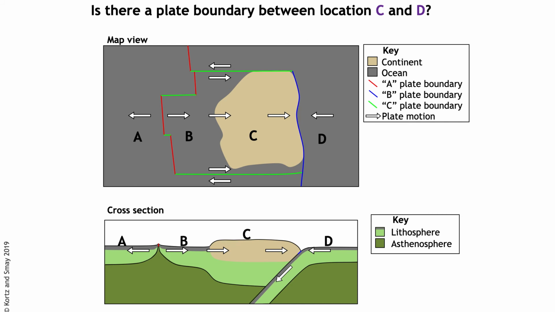How about locations C and D? Is there a plate boundary on the cross-section or the map between those 2 locations? The answer to that question is yes, there is a plate boundary between C and D. On the map, we can see this as a blue line. Hopefully on the cross-section, you see that also, and on the map, you see that the arrows indicating plate movement show a difference as you move from the right edge of C to D, or move between C and D.